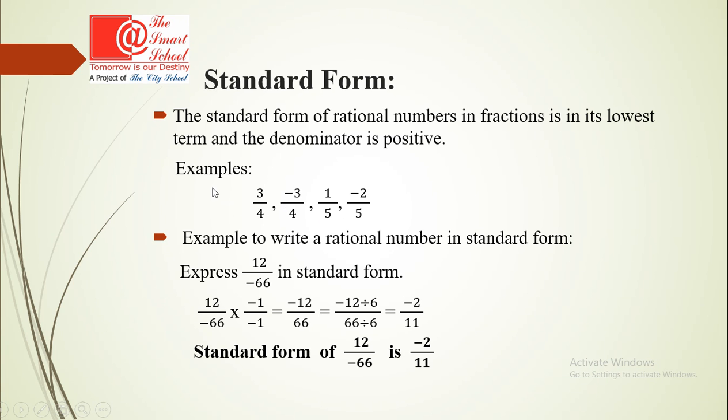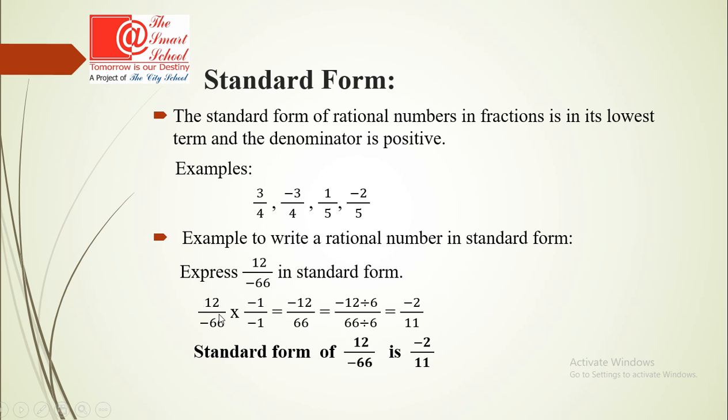So you can see the examples are 3/4, this is its lowest term, -3/4, 1/5, -2/5. All of these are standard form of rational numbers. For example, how do we convert any fraction into standard form? So we can see: express 12 over -66 in standard form.